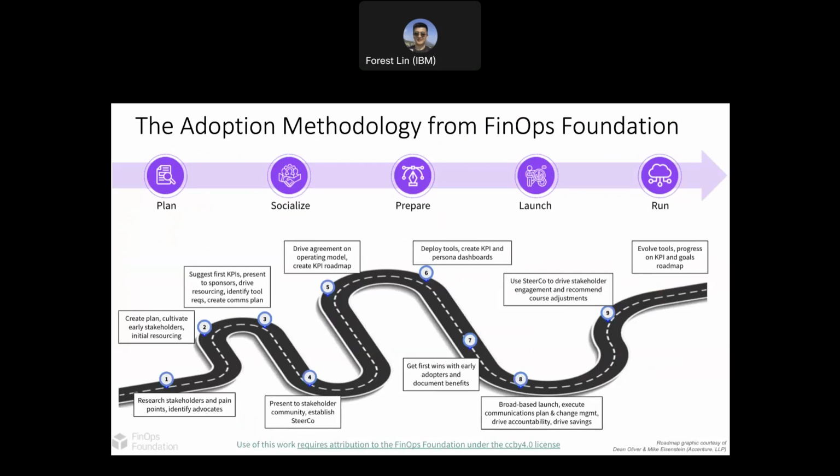The key point I would like to make is that for the enterprise to adopt the FinOps methodology, they need to go through the tools from the vendor. So it is very important to review the vendor solutions or vendor tools, whether they can facilitate or have facilitated the FinOps Foundation adoption methodology.